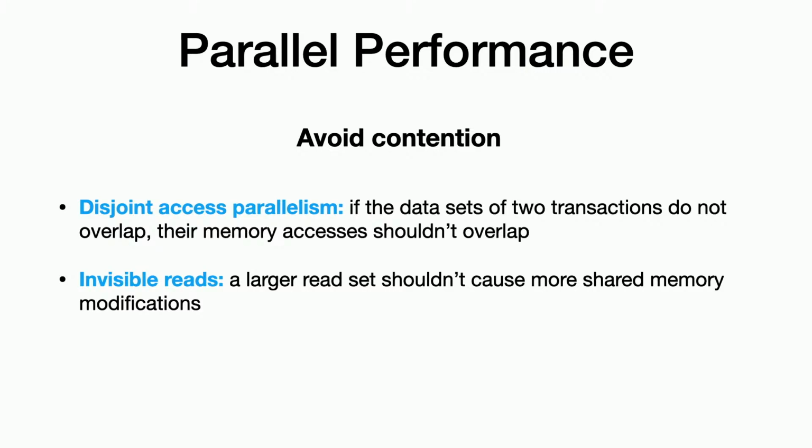Any questions about these properties? Does the intuition of why they increase parallelism make sense? It all boils down to contention and cache coherence. These are properties not from our work.